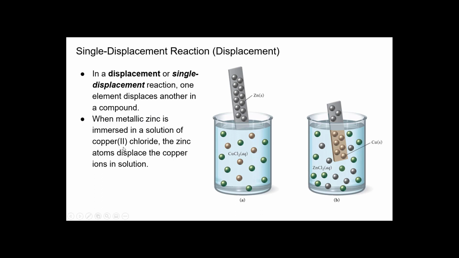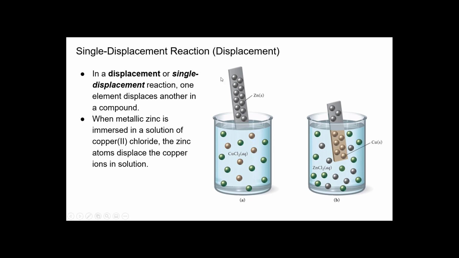When metallic zinc is immersed in a solution of copper(II) chloride, the zinc atoms displace the copper. So what you see is that the zinc is going to come out of the solid, and the copper is going to make a film here while the zinc chloride ions stay in solution. The copper was in ions, but this time it's going to switch.